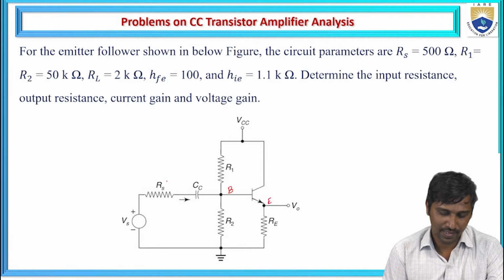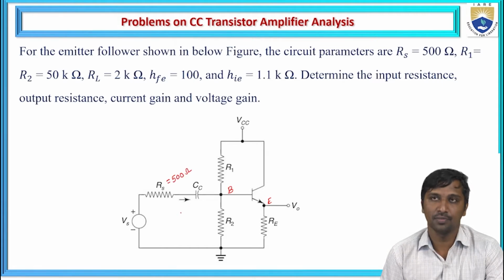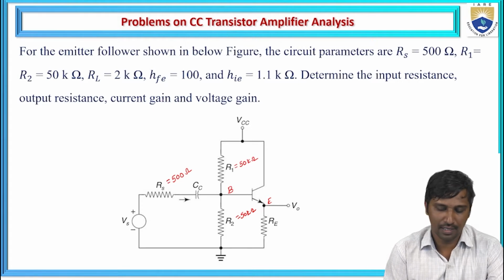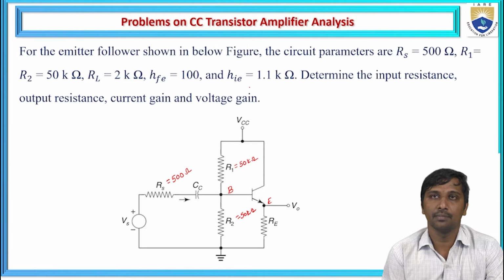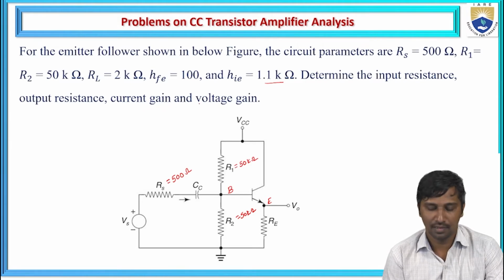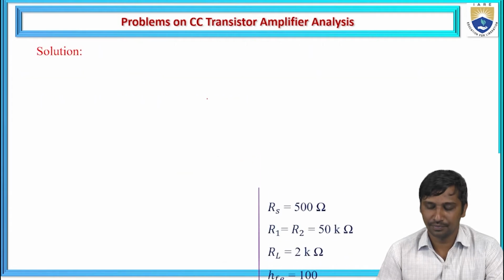For this case, the source resistance is defined as 500 ohms, and they use a voltage divider network. R1 and R2 are both 50 kilo ohms. Then the forward current gain is HFE, and HIE, the input impedance, is 1.1 kilo ohms. Based on this, we need to calculate the input resistance, output resistance, current gain, as well as the voltage gain. So we'll see in detail.